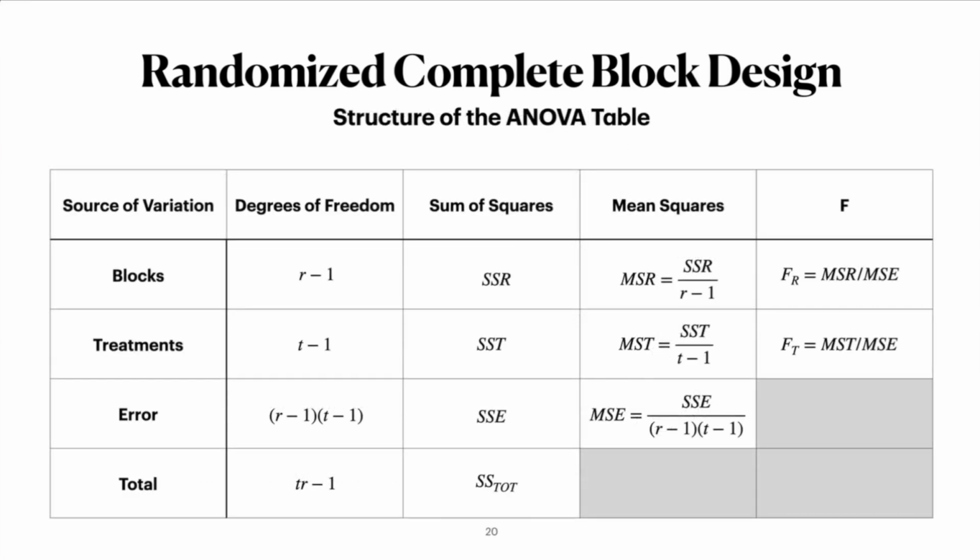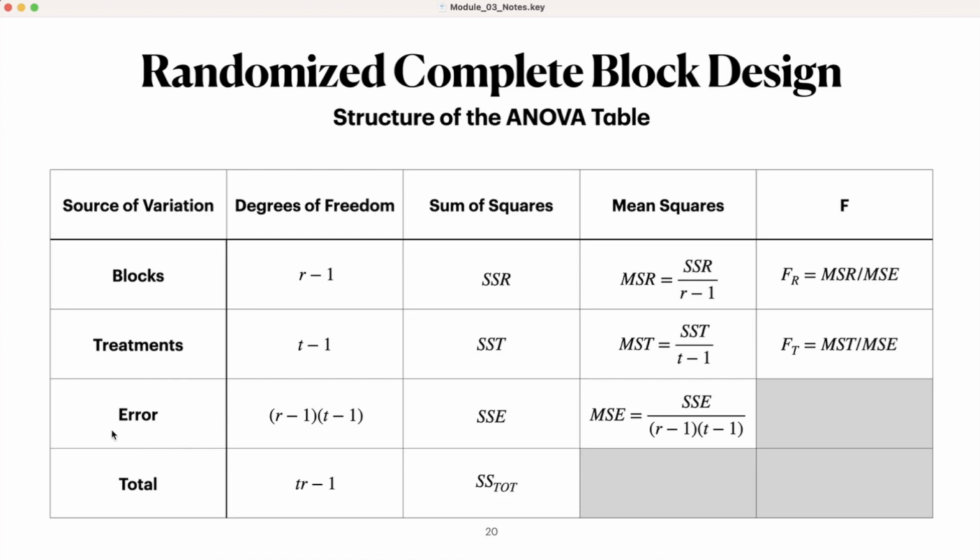Okay, so here is the structure of the ANOVA table for a randomized complete block design. This looks similar to the ANOVA table for the completely randomized design, but now we have an extra source of variation, and we'll list that first. We have a source of variation due to blocks. And what we're doing is removing that amount of variation from the total variation. I'm sorry, from the error variation.